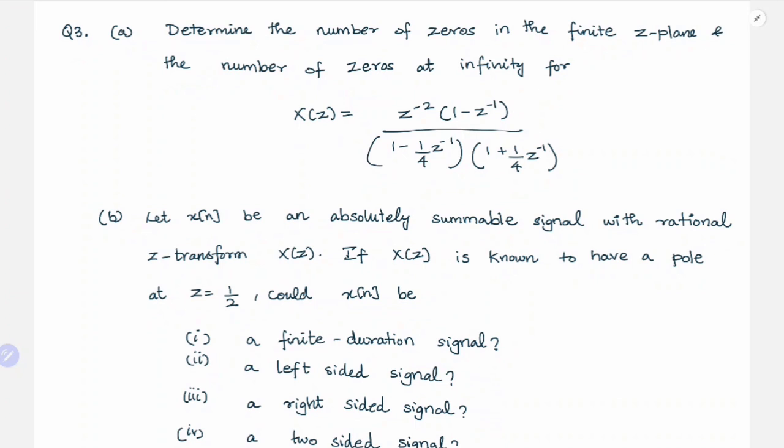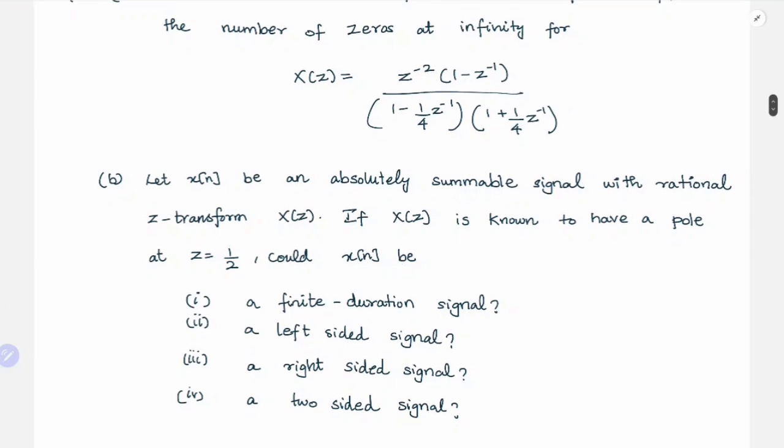Question 3. Determine the number of zeros in the finite z plane and the number of zeros at infinity for x of z equal to z power minus 2 into 1 minus z inverse by 1 minus 1 by 4 z inverse into 1 plus 1 by 4 z inverse. So this is part A. And part B, they have asked: let x of n be an absolutely summable signal with rational z transform x of z. If x of z is known to have a pole at z equal to 1 by 2, could x of n be a finite duration signal, a left-sided signal, a right-sided signal, a two-sided signal?